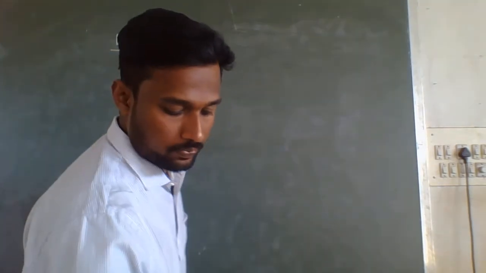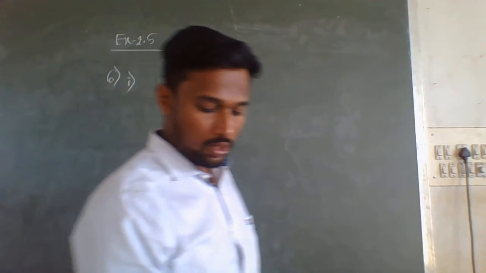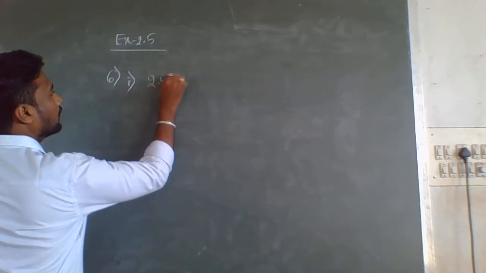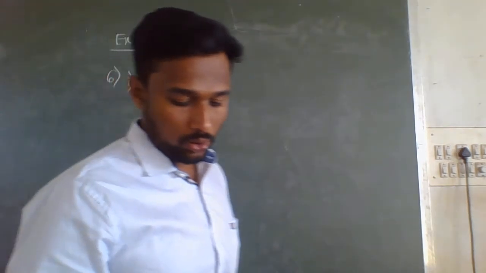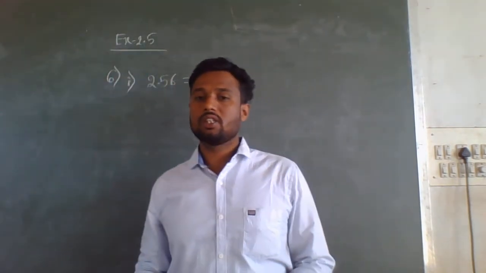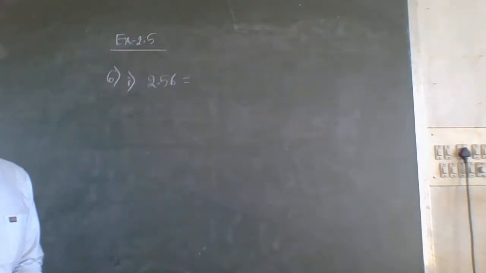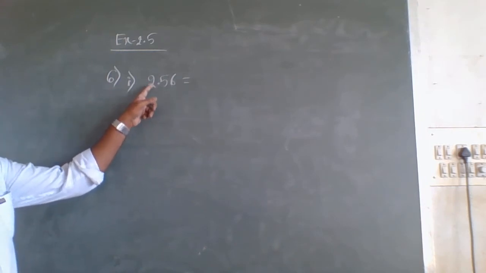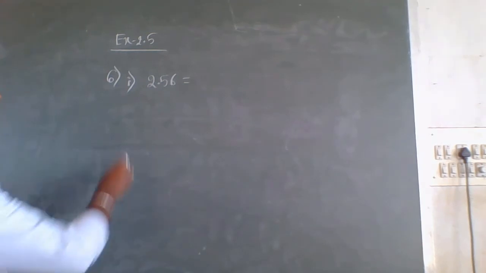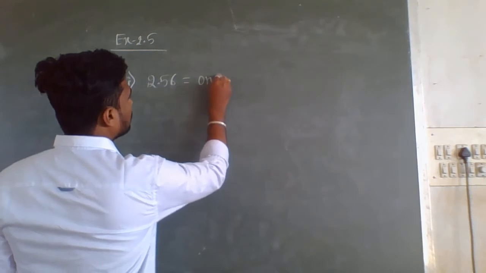Here in sixth, the first problem they have given is 2.56. As I told, they have given 2 in all the questions in sixth. So here we have to mention the position of this 2. Where is it? You can see before this decimal point only one digit is there, so that should be 1's position. So here I will write this as 1's position.